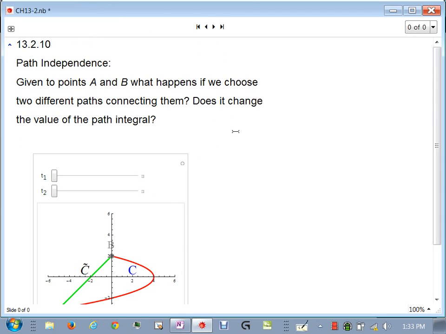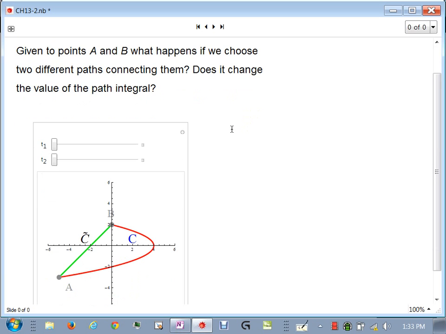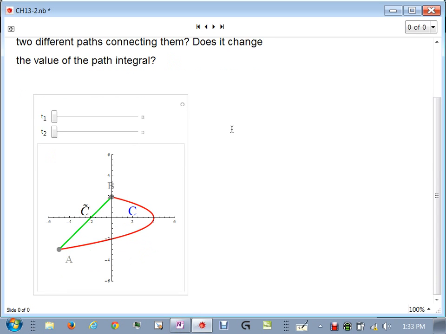And then we start talking about what's called path independence. Given two points A and B, what happens if we choose two different paths connecting them? Does it change the value of the path integral? What do you think? If I say do a line integral along C of some function, and then I say do the line integral along C tilde, that's what that little squiggly is, will you get the same answer if you're doing the line integral over the same function? What's your instinct tell you? Think about it geometrically.